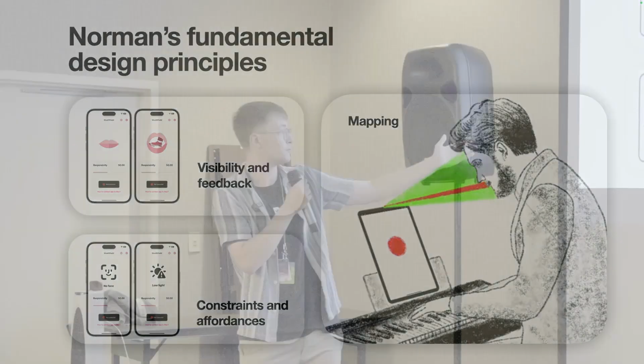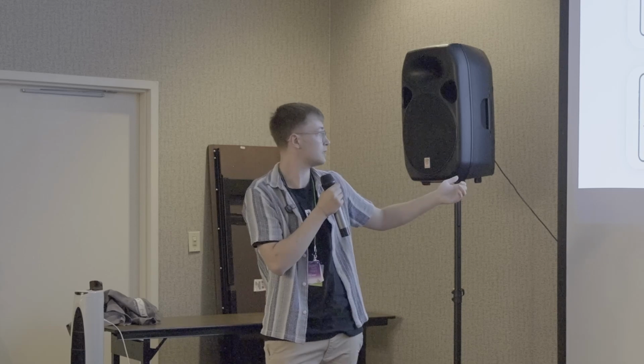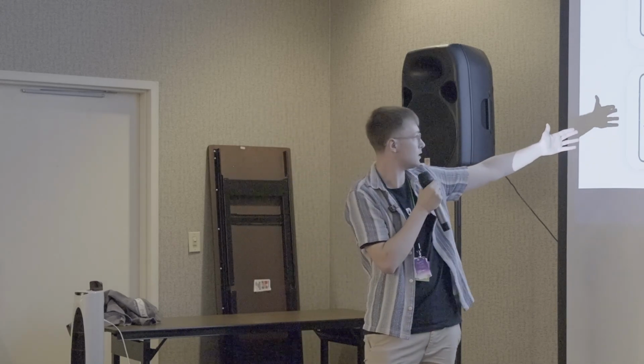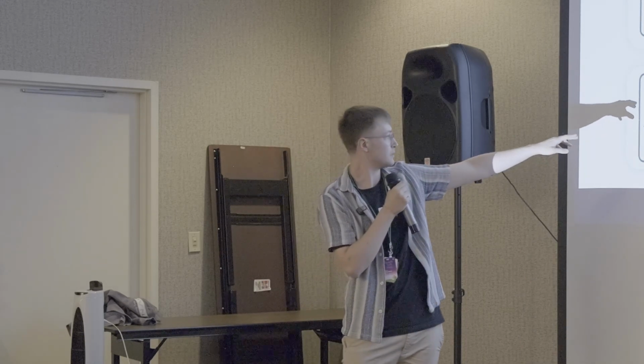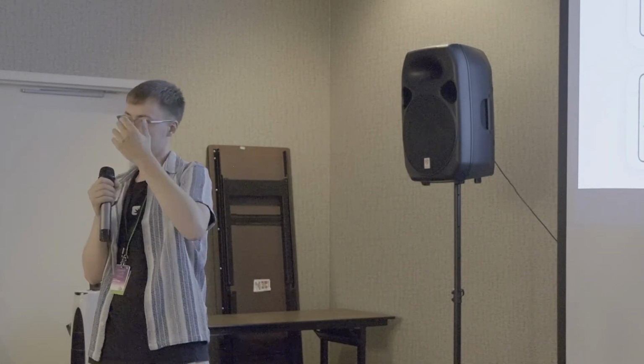And there are also constraints and affordances. So for the affordances, here is a Face ID symbol, which is pulsing, so it's like, come here. And there is also low light detection and mapping. So the mouth is mapped to the trigger, the pedal.